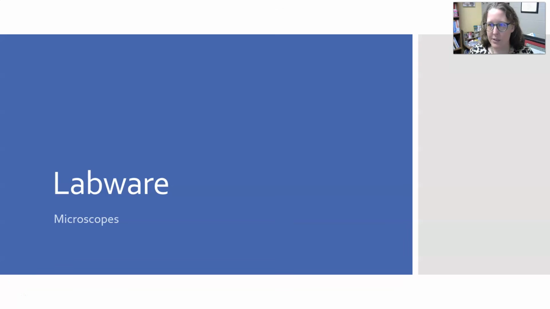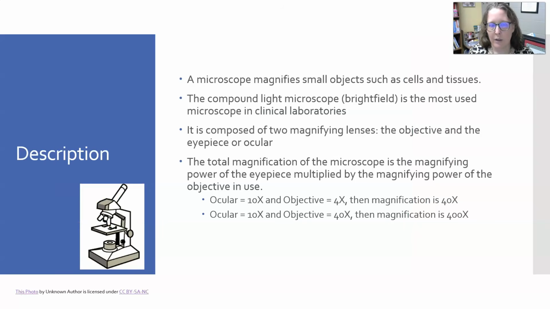So in this series, we're going to continue a little bit with Labware, but it's going to be all about microscopes. So we're going to look at microscopes and their use in the lab. And so we're going to start just with some basics. So a microscope magnifies small objects such as cells and tissues. And a compound light microscope, also known as a bright field microscope, is the most used microscope in clinical laboratories.